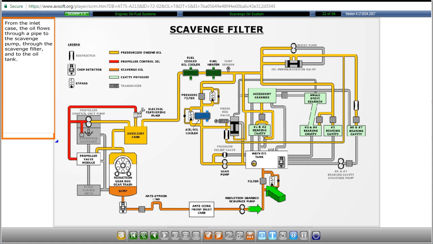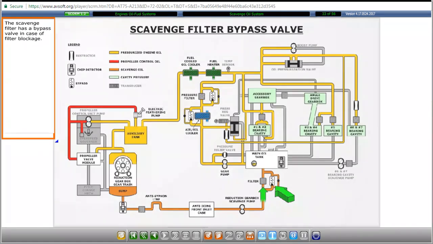From the inlet case, the oil flows through a pipe to the scavenge pump, through the scavenge filter, and to the oil tank. The scavenge filter has a bypass valve in case of filter blockage.